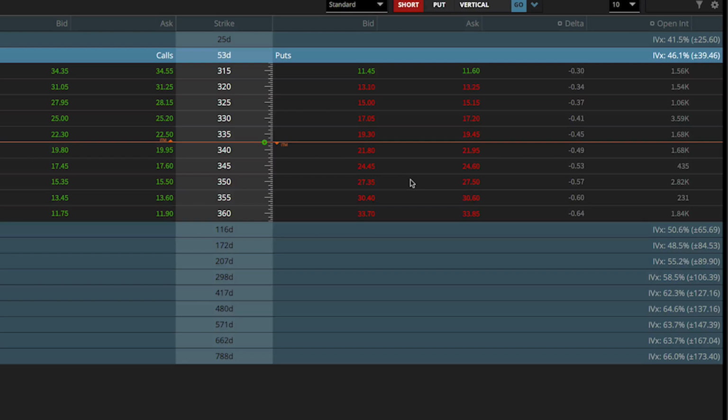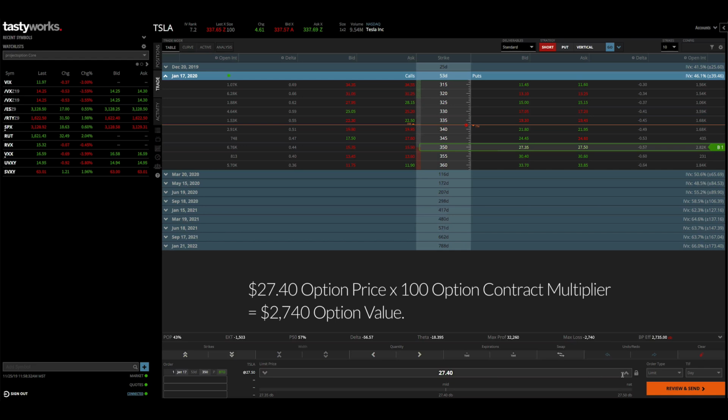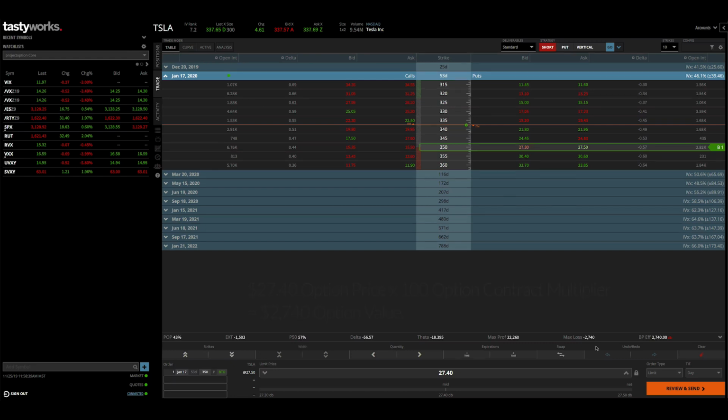As we can see, the 350 put that expires in 53 days is trading for about $27.50. And I know that means that this option is actually trading for a value of about $2,750. If I click on that, I can see that the maximum loss is $2,735, which demonstrates the fact that if this option is quoted at $27.40, the maximum loss potential is going to be 100 times that due to the option contract multiplier of 100.